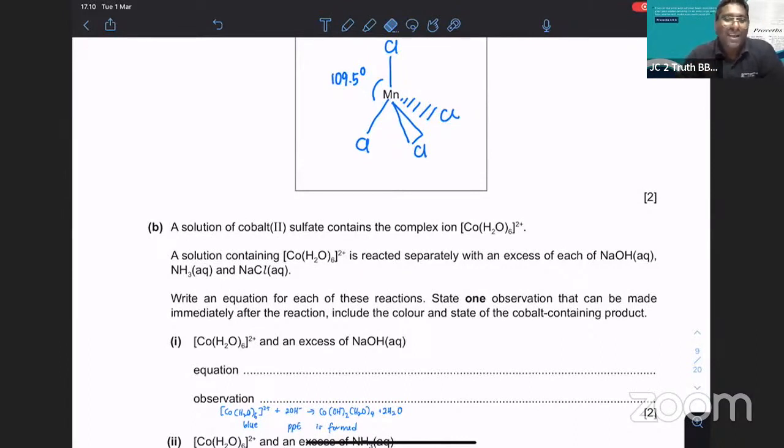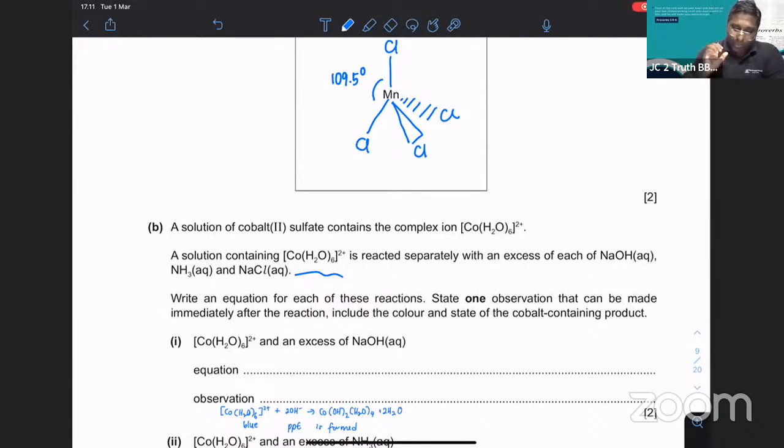Yeah, nothing to say. So a solution containing this cobalt ion, they are reacted separately with all this. Since in 2021 they have asked about cobalt, maybe in the future, those who are sitting for the paper 4, maybe you can prepare for copper. Yeah, so in our syllabus we have cobalt and copper, so maybe you can prepare for copper. No need to prepare again for cobalt.